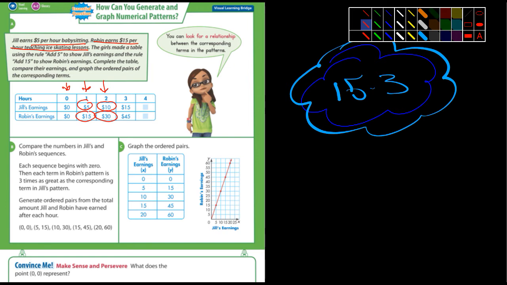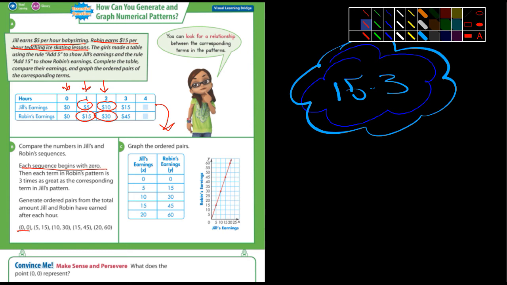Well, then they go ahead and just graph these. I'm jumping down to C here, graph the ordered pairs. Let me go back to B. It says, compare the numbers in Jill's and Robin's sequences. Each sequence begins with 0. Remember the 0, 0 right here? That's the origin. That's what we would call it. And then it says, generate the ordered pairs from the total amount Jill and Robin have earned after each hour.